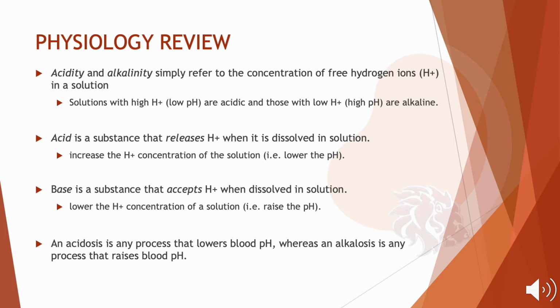An acid is a substance that releases hydrogen ions when it is dissolved in a solution. Acids therefore increase the hydrogen ion concentration of the solution, thus lowering the pH. A base is a substance that accepts hydrogen ions when dissolved in the solution. Bases therefore lower the hydrogen ion concentration of a solution, thus raising the pH. A buffer is a substance that can either accept or release hydrogen ions depending on the surrounding hydrogen ion concentration. Buffers therefore resist big changes in hydrogen ion concentration.